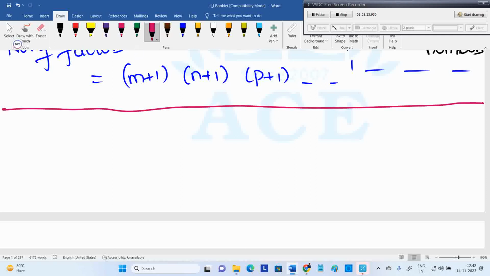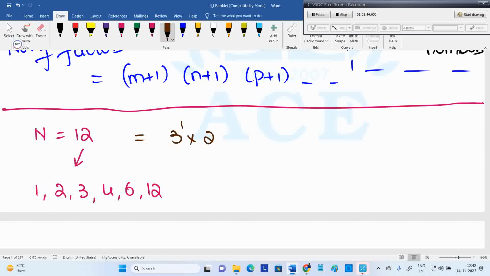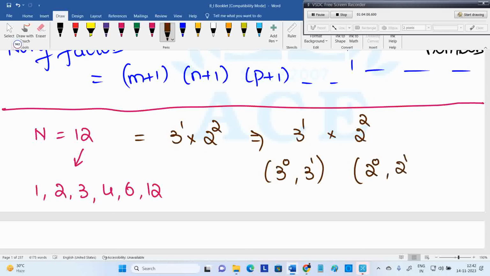I take the example 12 only. Number equal to 12. You know the factors of 12 are 1, 2, 3, 4, 6, 12, right? Now write 12 in terms of prime number powers, so 3 power 1 into 2 square. My dear friend, listen. 3 power 1 means internally you have 3 power 0 and 3 power 1. 2 square means internally you have 2 power 0, 2 power 1 and 2 square. Internally, you have these numbers.